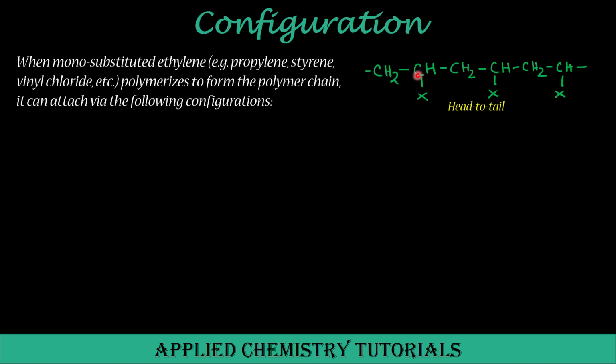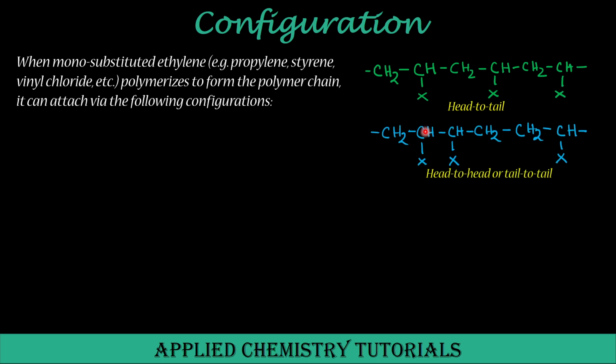Now if we assume this part as head and this part as tail, then when this monosubstituted ethylene polymerizes and makes this long chain, this link is head to tail. Again this link is head to tail. So this configuration is called head to tail configuration. The next one is head to head or tail to tail. And the third configuration is either head to tail, or here head to head, here tail to tail. So this is a random configuration.